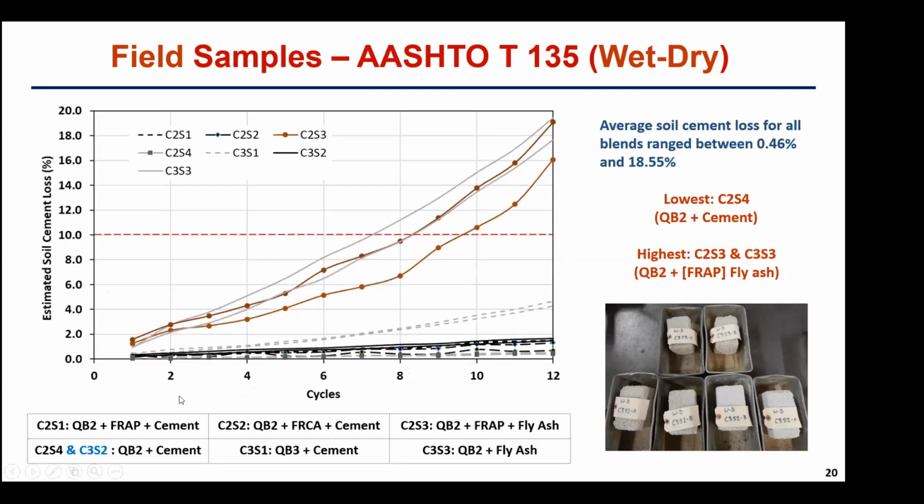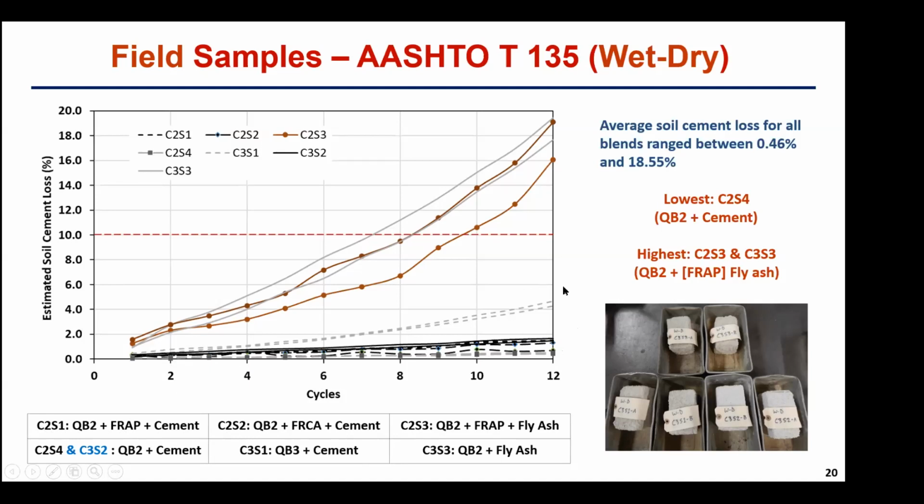To show the results here, this is more comprehensive results for the different mixes. I have the combinations of the materials shown in the table at the bottom. But what this shows here is, cycle by cycle, how the wet-dry soil cement loss happened until the end of the 12 cycles. What you see here is that all those samples at the bottom are the ones that have the QB2, or QB2 mixed with some recycled aggregates, either RAP or RCA, and stabilized with cement.